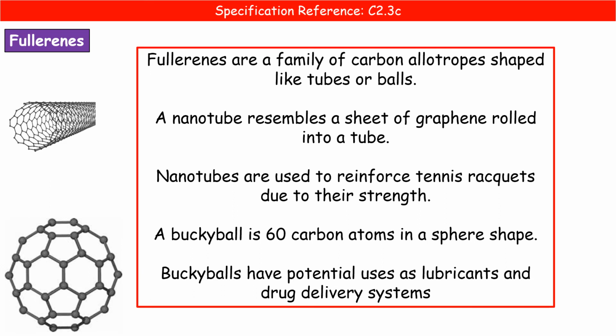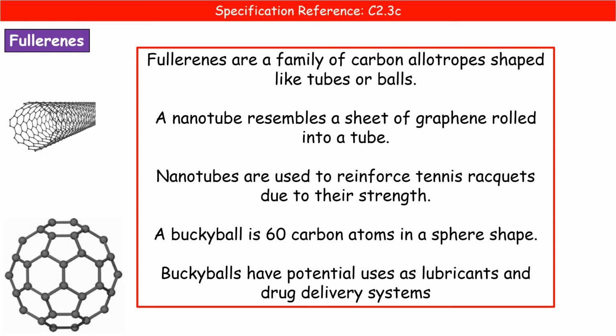Now, these nanotubes are incredibly useful to us when we want to reinforce materials, so make them stronger. And the best example is in tennis rackets, because they're incredibly small, hence nanotubes, but they are very strong for their size. So it reinforces tennis rackets, making them less likely to break when you're using them.